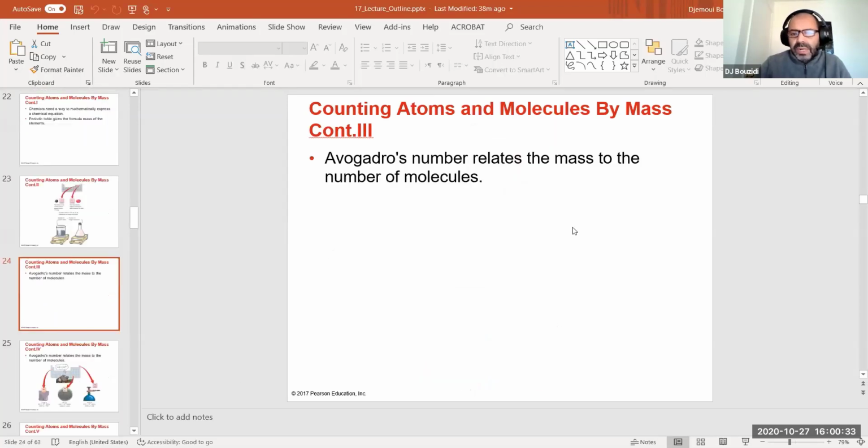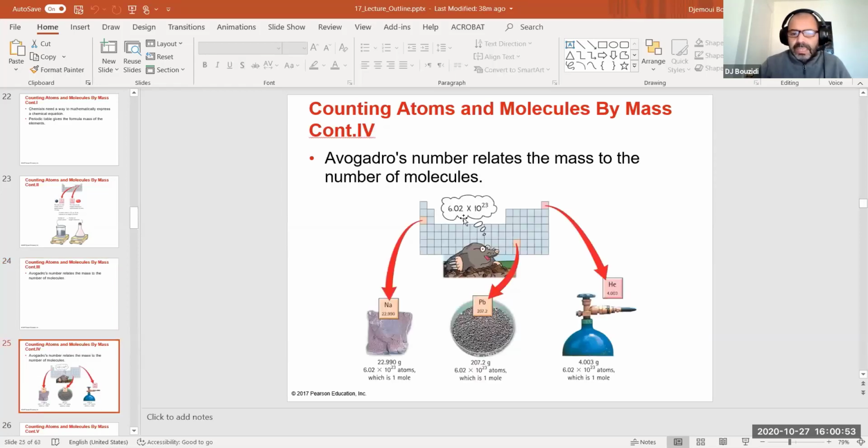So Avogadro's number relates the mass of the number of molecules to that of their AMU mass from the periodic table, basically. So from now on, we're going to talk in terms of Avogadro's number. But instead of writing 6.02 times 10 to the power 23, we're going to just write 1 mole to represent the same thing. So 1 mole in this case is 6.02 times 10 to the power 23.